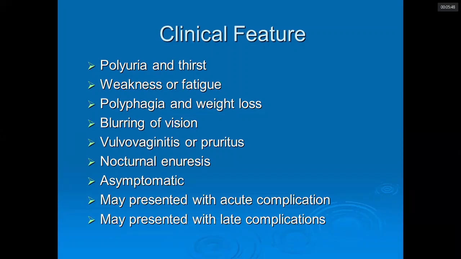And the third presentation, which is the acute complication, especially in type 1. More than 30 to 35% of type 1 may present with acute complication, what they call DKA, diabetic ketoacidosis. And patient for the presentation may present with late complication.